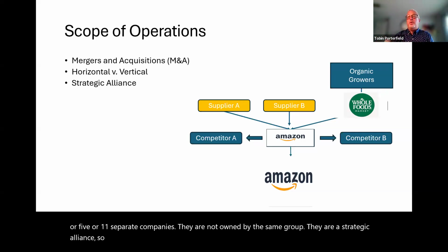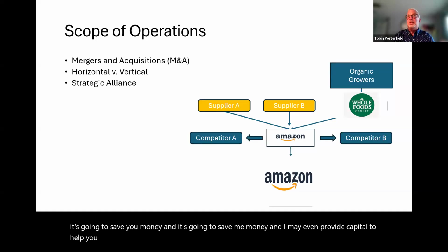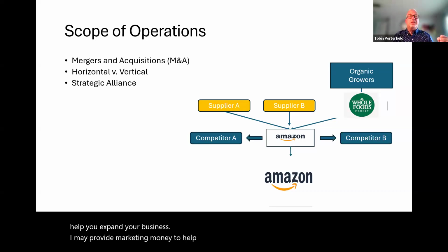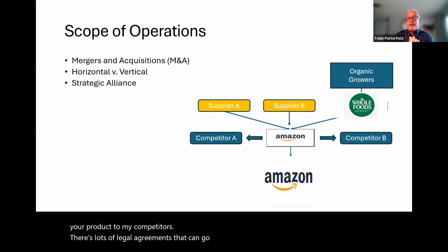So we have a written agreement that says this is how we're going to do business, and it's going to save you money, and it's going to save me money. And I may even provide capital to help you expand your business. I may provide marketing money to help you do your business. And I may forbid you from selling your product to my competitors. There's lots of legal agreements that can go into a strategic alliance.